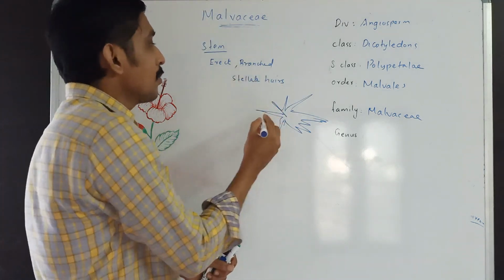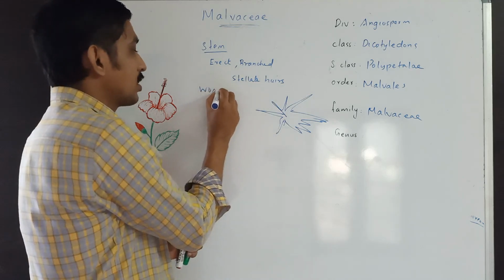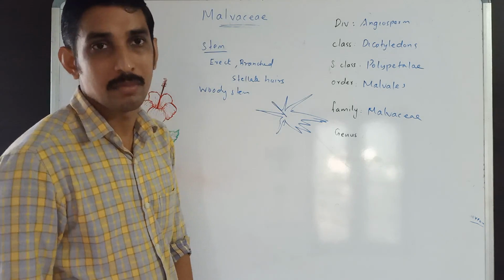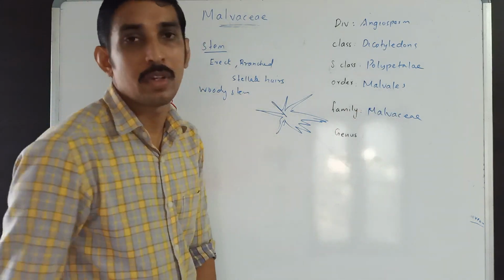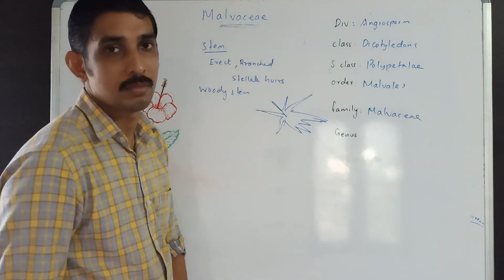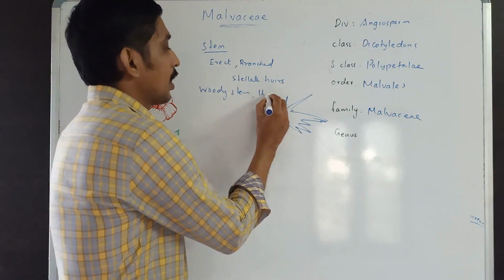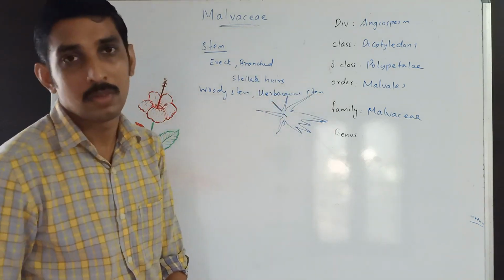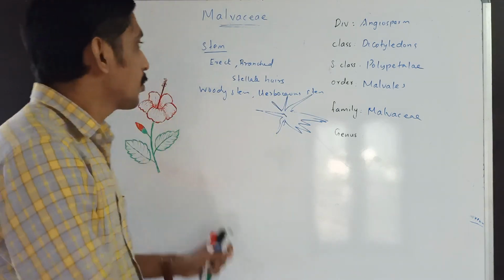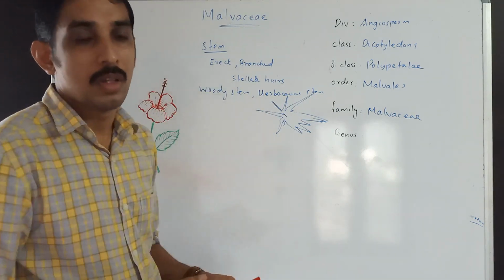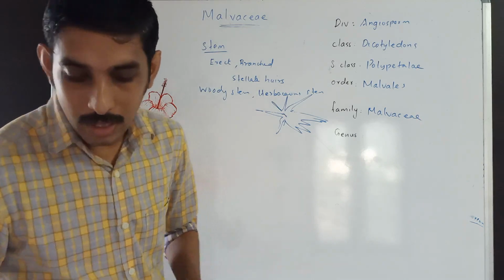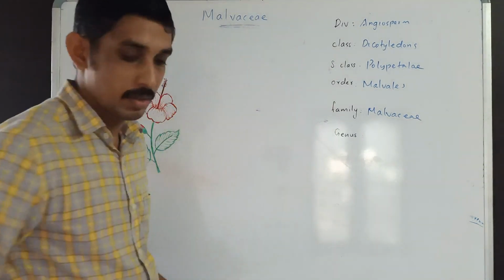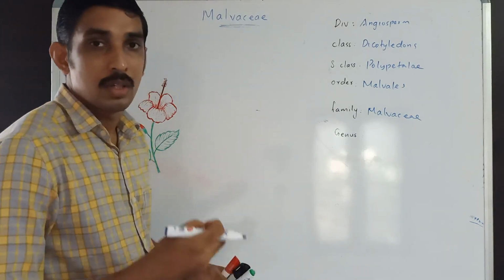And some stems are woody stems, showing secondary growth. For example, if you take the case of hibiscus, you can see the woody stem. And some are herbaceous. That is a highly delicate stem. This is about the case of the stem in the Malvaceae family. And let us move into another part. We already discussed root, stem and habit.